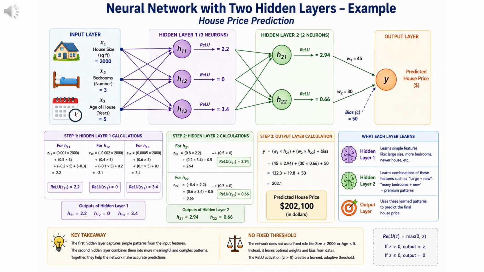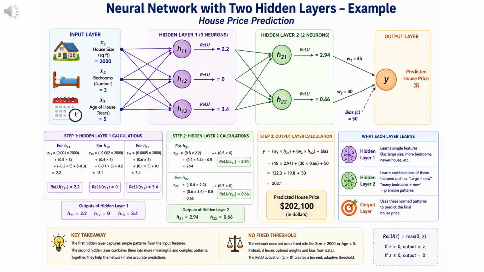In this video, I will explain how a neural network with two hidden layers works using a simple house price prediction example. We'll understand how each hidden layer performs calculations, how neurons learn different patterns, and why deep neural networks are more powerful than networks with a single hidden layer. So, let's get started. Let's begin with our example.